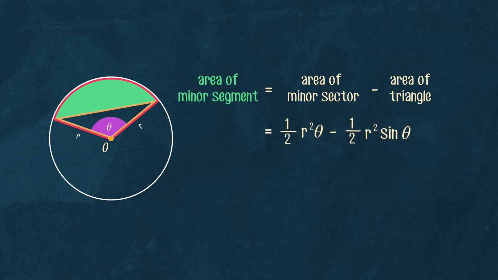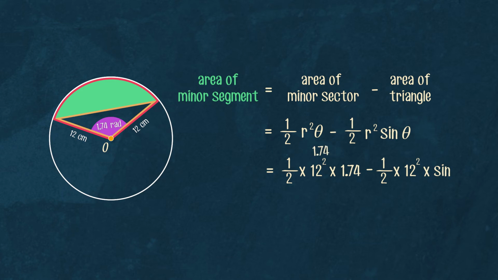Let's look at this circle with a radius of 12 centimeters. We want to find the area of this minor segment, where the angle subtended by the segment at O is 1.74 radians. We can find the area of this minor segment using this formula, which is the area of the sector minus the area of the triangle. Remember to set your calculator to radian mode before using it to find the value of sine 1.74.